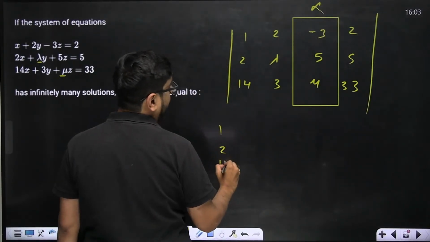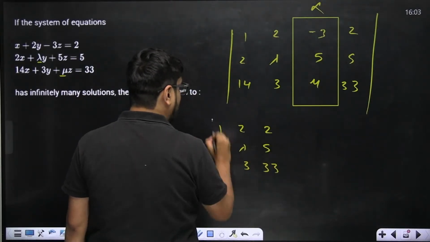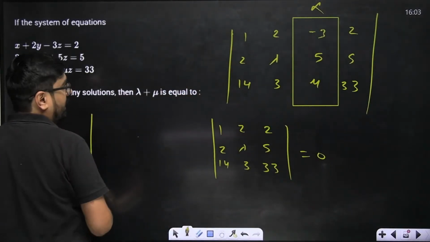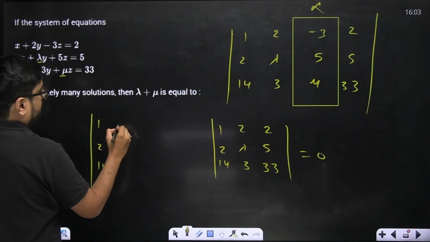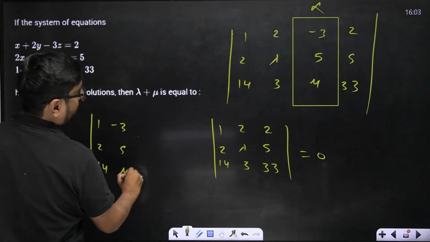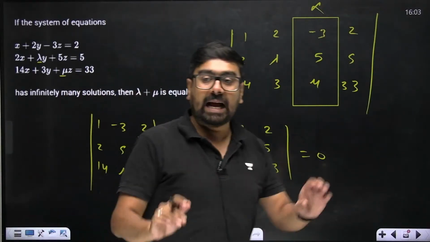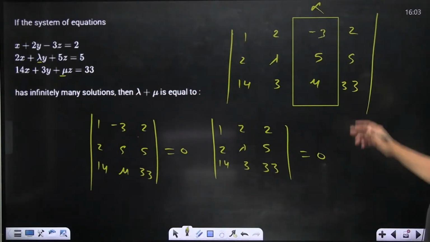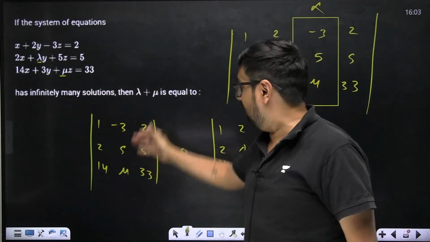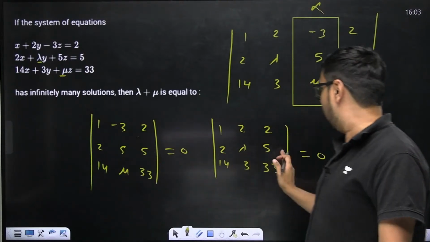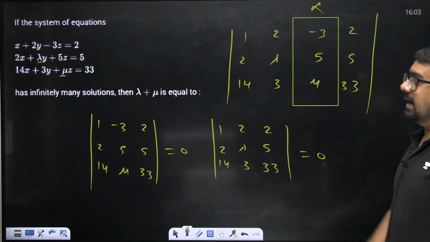That means 1, 2, 14, 2, lambda, 3 and 2, 5, 33. Make this equal to 0, and in the other step hide this. That means 1, 2, 14, minus 3, 5 and mu and 2, 5, 33. Directly put this equal to 0. With these two, you'll directly get lambda and mu. If you go for delta equal to 0, you'll have to calculate a lot and you'll get a product of lambda and mu. Here you're directly getting lambda and mu.